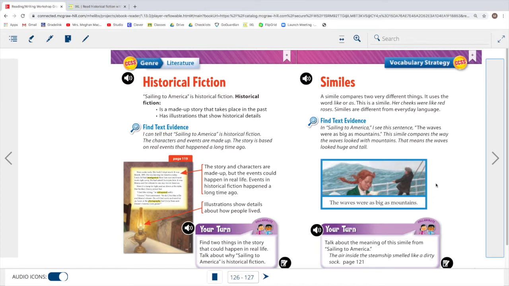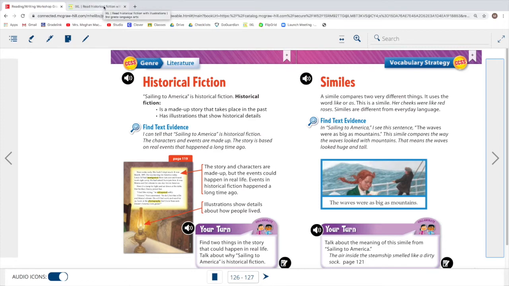And finally, this week we'll talk about similes. Similes compare two very different things, and they use the words like or as. So, the waves were as big as mountains. That's a simile. The waves weren't actually mountains, they're water. Mountains are not made out of water. But it means that those waves look huge and tall like a mountain. So that's our simile. We've already done an IXL assignment in the past on similes, so we're not going to do one on similes today, but we are going to do one on historical fiction.